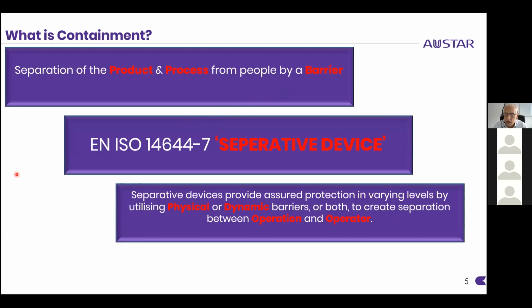Separative devices assure protection by utilizing a physical or a dynamic barrier. Now, if we talk about a physical barrier, that is, let's say, glass or perspex between the person and the product. A dynamic barrier can be explained by pressure or moving airflow in a particular direction to take away any hazardous compounds. These are both separative devices. You can use one or both or the other, but they can be placed between the operation and the operator to create containment.